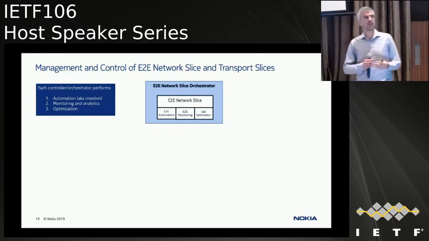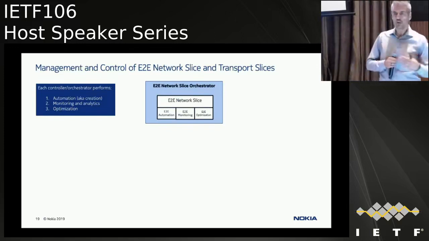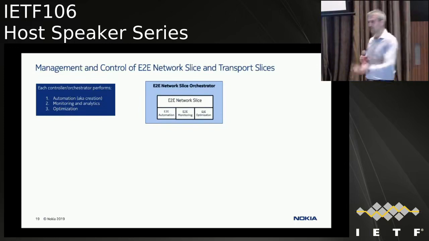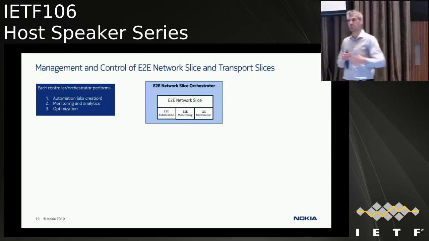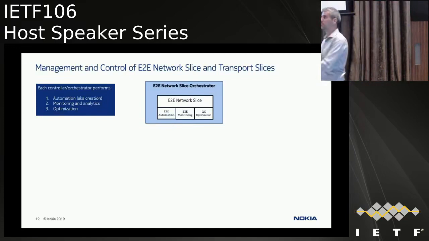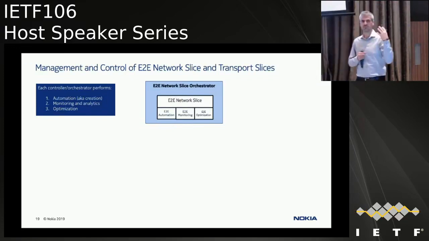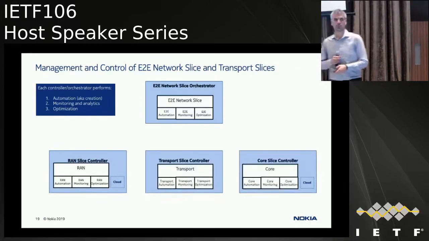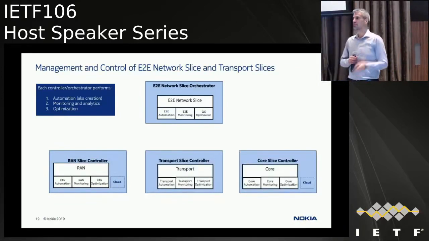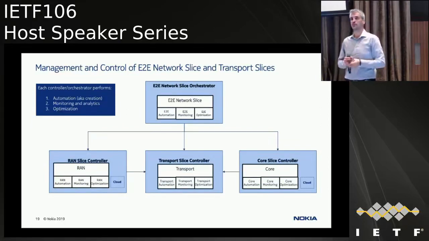These are very important aspects because in most cases, we tend to talk about only the first one. We talk about automation, how to create it, everything related to that. But at the same time, we have to be really conscious about talking about monitoring, assurance, analytics, and closed loop optimization. So the controller or orchestrator, in this case the end-to-end network slice controller, performs these three jobs. At the same time, it talks to the left, right, and middle controllers, RAN, core, transport controller, to basically achieve the end-to-end slice created for the specific network slice.